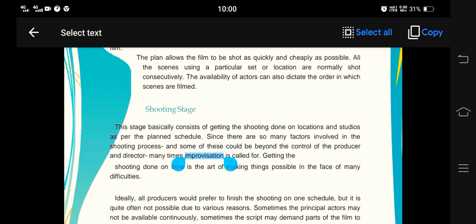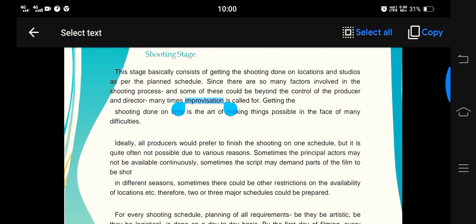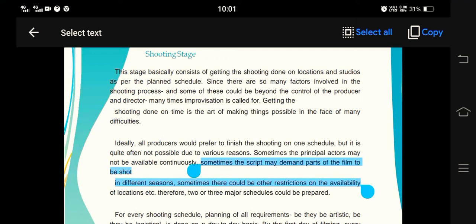Then script improvement or schedule improvement is there, so improvisation is needed. All producers prefer to finish the shooting in one schedule, but it is not really possible for many reasons. One reason is that actors are not available continuously, they don't have dates, or sometimes the script may demand that parts of a film be shot in different seasons. If I want a mango tree in my movie, I will only shoot in the summer season, because the mango tree will not be there in winter. So sometimes the script demands the film be shot in different seasons.